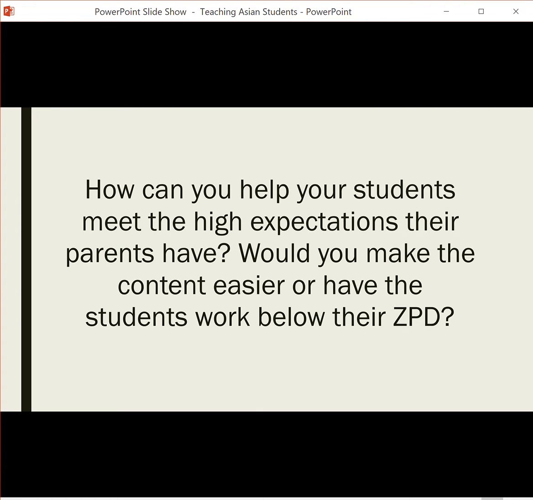Okay, here's the last question. How can you help your students meet the high expectations their parents have? Would you make the content easier or have the students work below their ZPD? And I asked this question because the parents are entrusting them to help the students meet their expectations. But would you go so far as making the content easier to appease their parents? Because what if the student isn't doing so well in school?